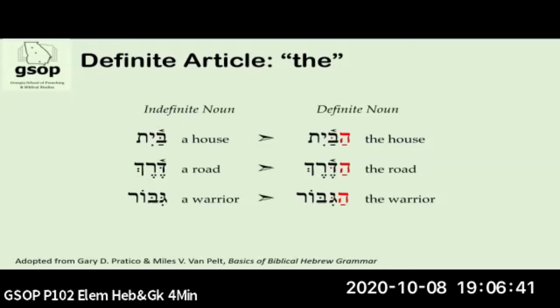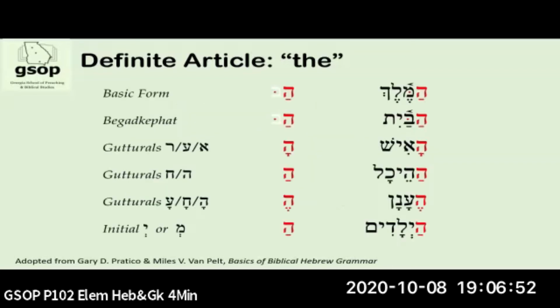When you add the article to it, you add the hay with the patach to it, then that dagesh lene actually becomes a dagesh forte, and now no longer a hard sound, it's a doubling sound. All right, so the basic form is the top line in the center is the hay with the patach underneath it and the dagesh forte. It's the same thing for the begadkefat letters, except now that if there was a hard or dagesh lene in that begadkefat consonant, then it's changed to doubling. That's what I was trying to get across.